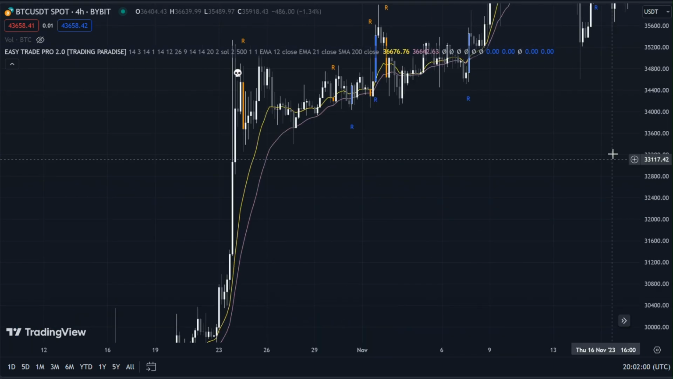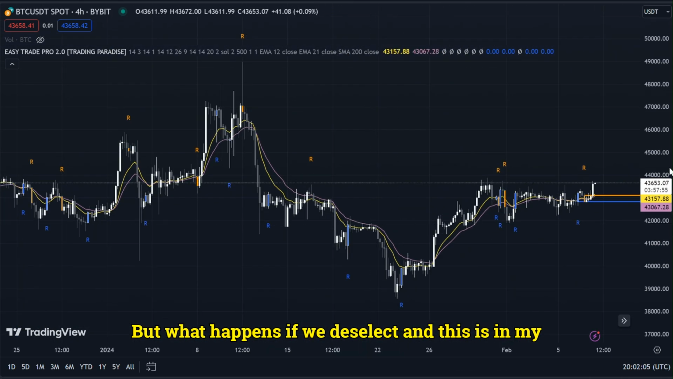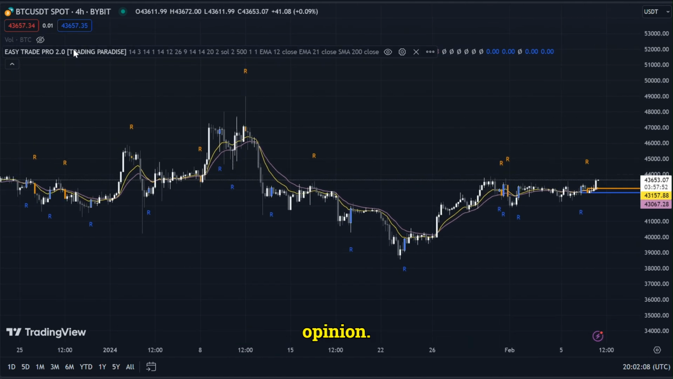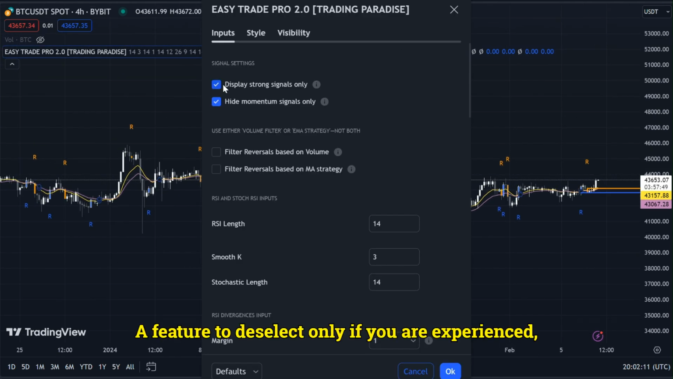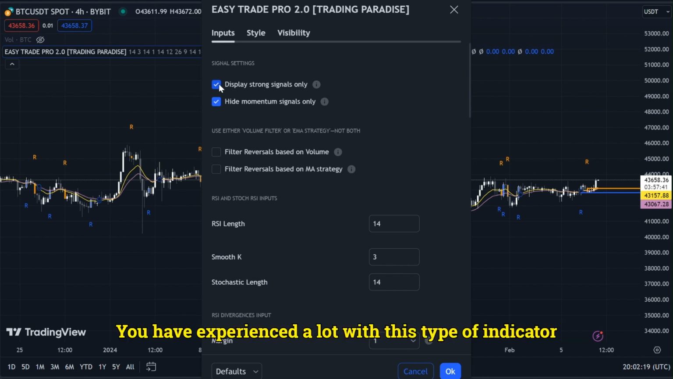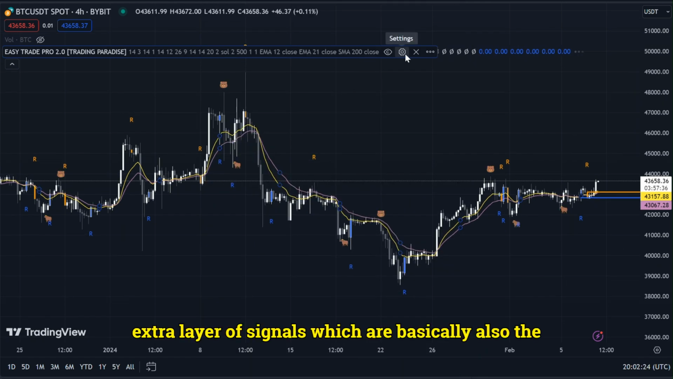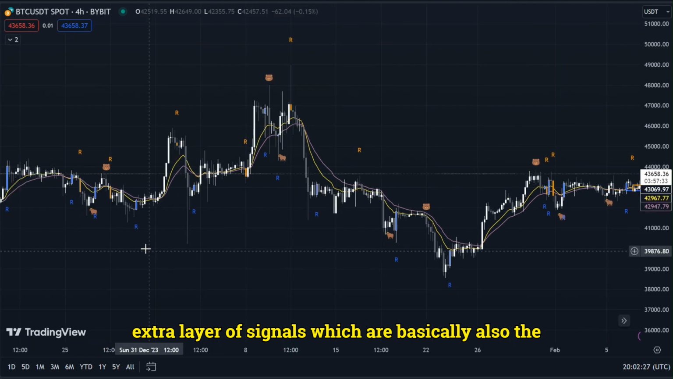But what happens if we deselect? And this is, in my opinion, a feature to deselect only if you are an experienced trader, or you really have a lot of experience with this type of indicator. Because if we deselect this, we're gonna also see an extra layer of signals, which are basically also the bulls and the bears.